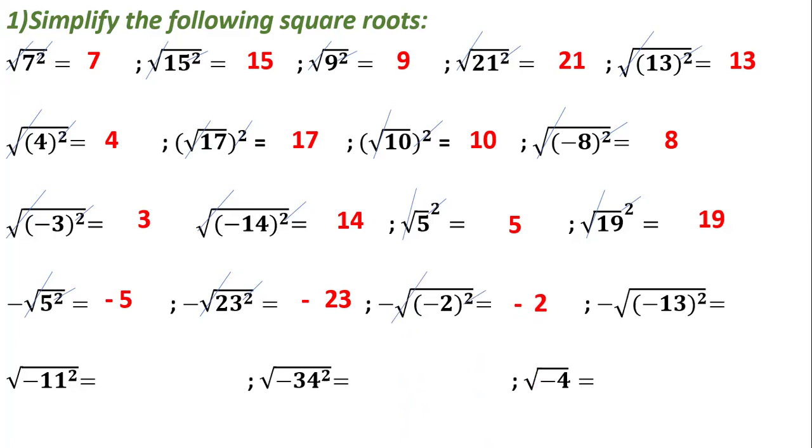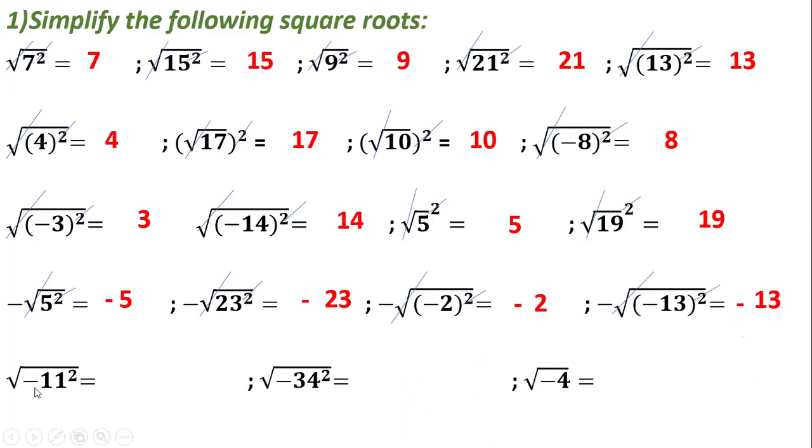The same example, minus radical minus 13, all of it squared. The minus I have outside stays as it is. The negative becomes positive since I have an even exponent. The square cancels the radical, and it comes out as 13.